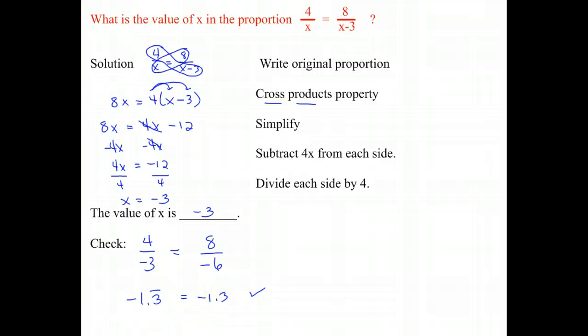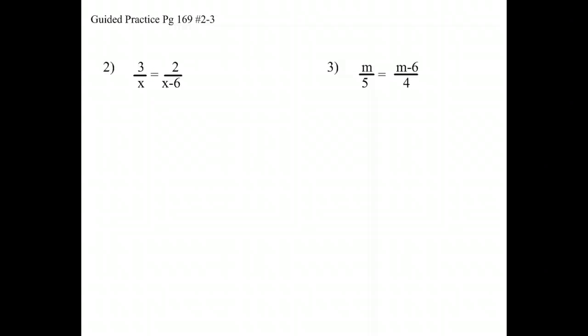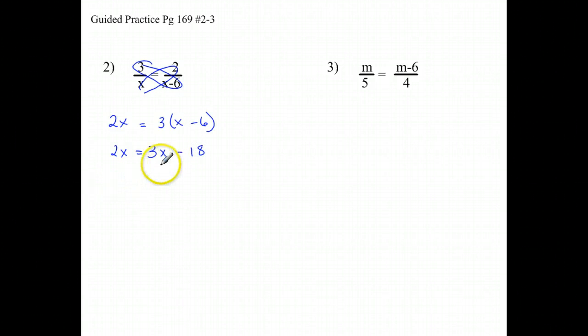Let's do two more examples together. I'm pulling these problems from the guided practice on page 169, problems 2 and 3. I'm going to first set up using the cross products property. 2x equals 3 times the quantity x minus 6. I'm going to distribute to get 3x minus 18. I want to isolate my variables, so I'm going to subtract 3x from both sides. And I want to eliminate my coefficient, so I'm going to divide both sides by negative 1.